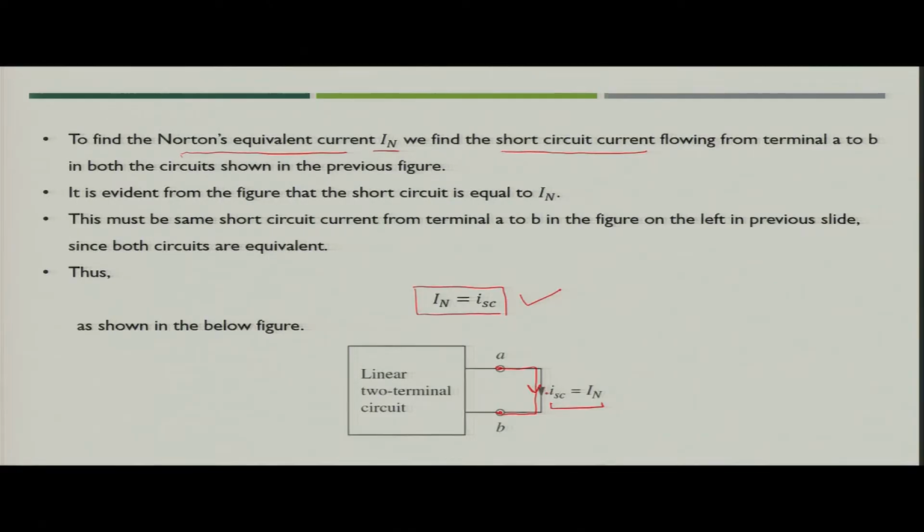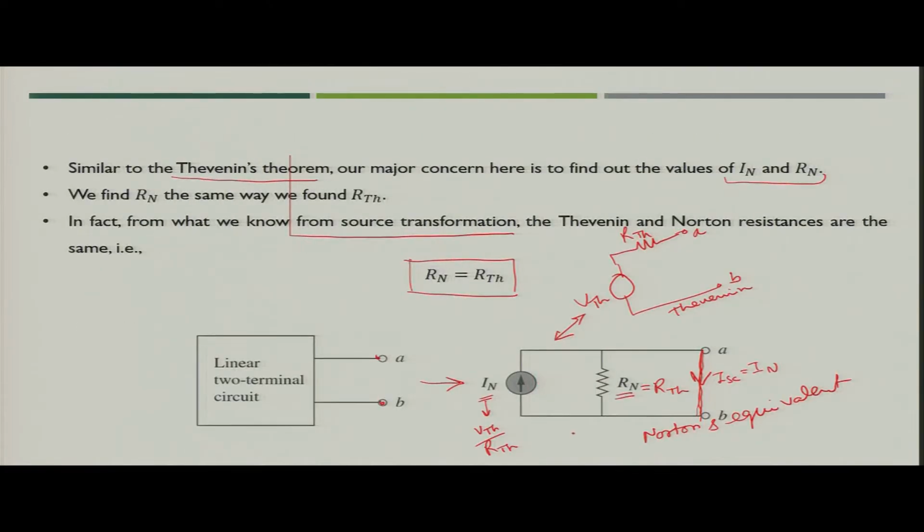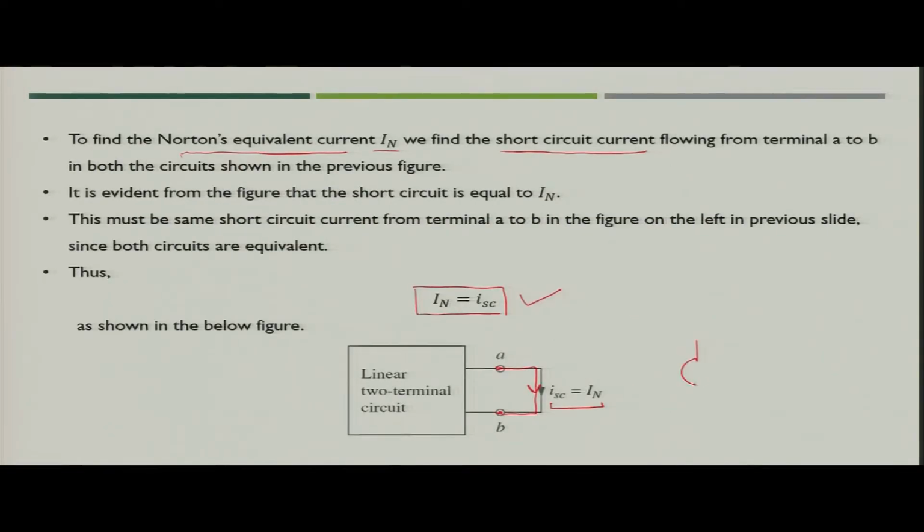So, in that way what can we say? If you draw Norton's equivalent circuit here, it has the resistance R n and current I n between A and B. If you compare these two circuits, we can say that they are equivalent because their VI characteristics at terminals A and B are the same.